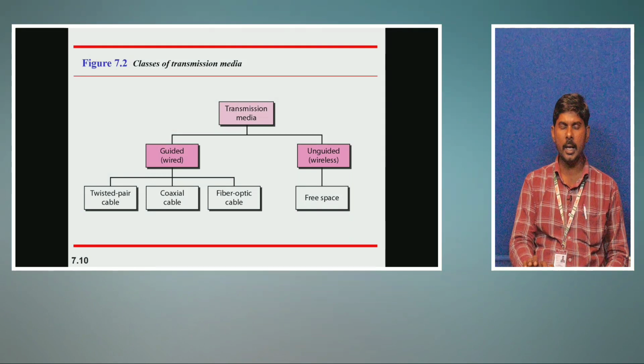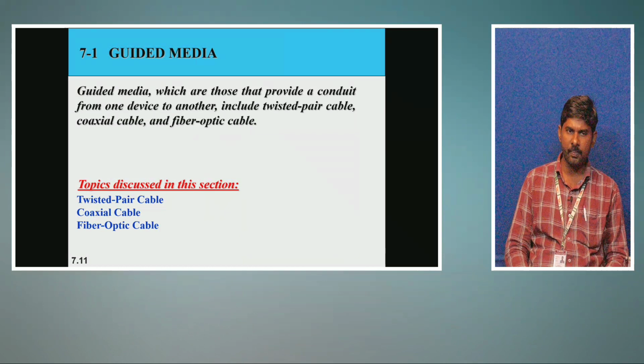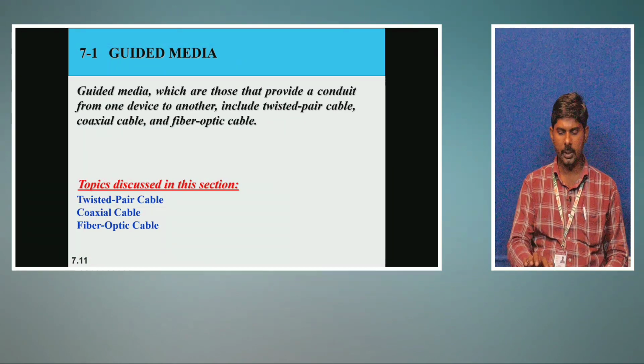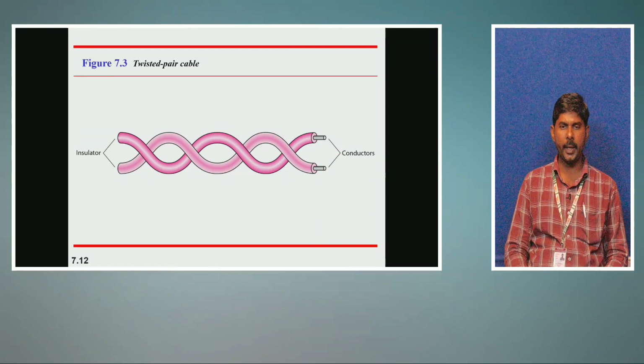First we are starting with guided transmission media, where the transmission is through a physical medium, through cable. There are several types of cables available. There should be a conducting media. If you want to transmit from one device to another, the options include twisted pair cable, coaxial cable, and optical fiber cable. Now first we are starting with twisted pair cable.